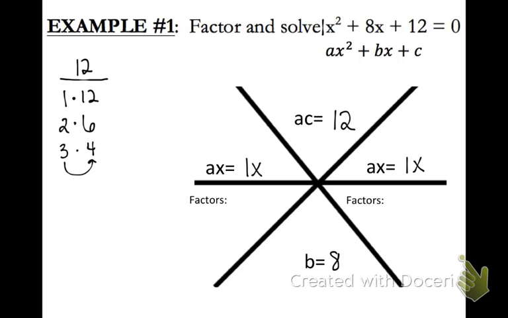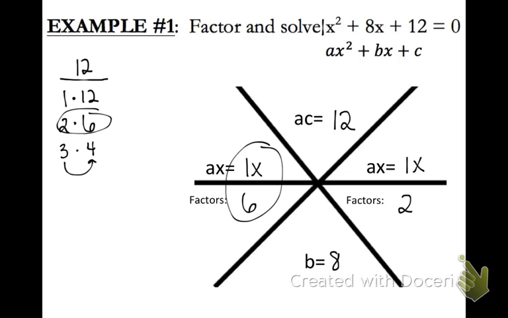So now we need to see which of these factors will add to 8. Well, that'd be 6 and 2. So we're going to put 6 and 2 here. It doesn't matter if you put 6 on the left and 2 on the right, or 2 on the left and 6 on the right. It doesn't matter. Okay, and so our last step here is just to write our factors.